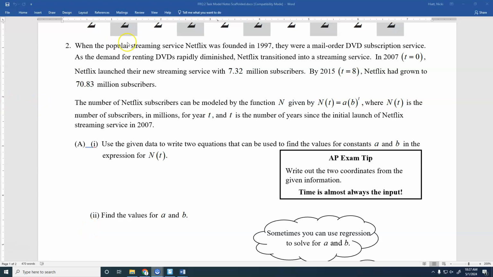Alright, so when the popular streaming service Netflix was founded in 1997, they were a mail-order DVD subscription service. Here's a little bit of history from my world for you in case you didn't know that. Did you know that about Netflix?